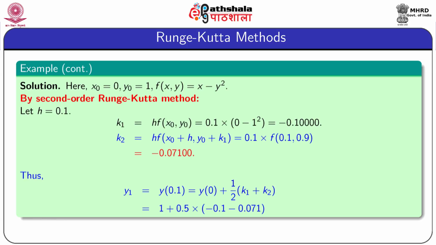Therefore, y1 equal to y at 0.1, that means the value of y1 is nothing but the value of y when x equal to 0.1, which is equal to y at 0 plus half into k1 plus k2. So, after substituting the values of y0, k1 and k2, we get y1 equal to 0.91450. So, this is the value of y when x equal to 0.1.